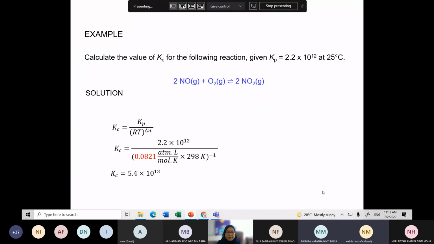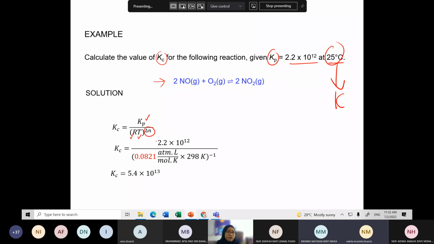Look at the example. Calculate the value of Kc for the following reaction given Kp is equal to this. So this is the equation, and Kp is already given. It asks you to calculate Kc. Kp is given, R is not a problem, and T is also not a problem because it's already given, but you have to convert into Kelvin. Guys, please be careful. You have to convert into Kelvin.